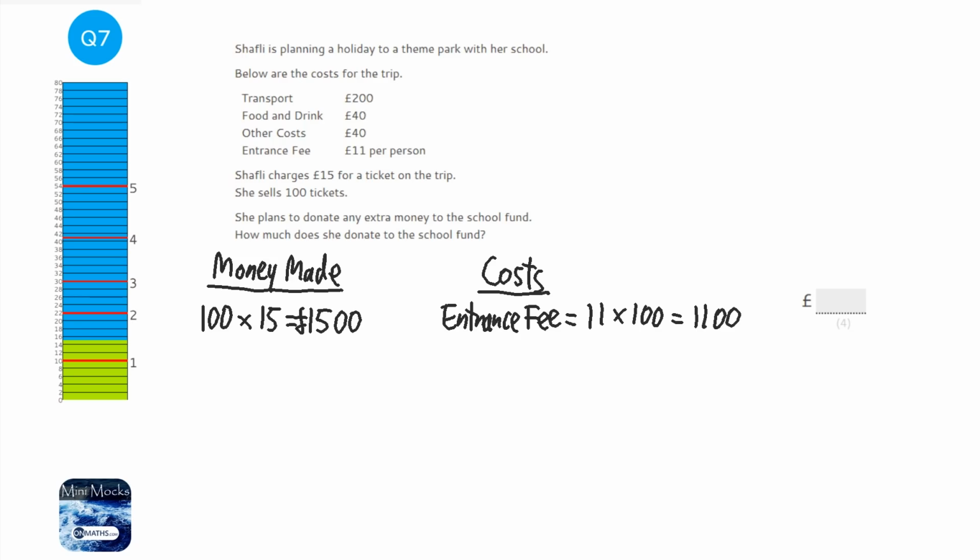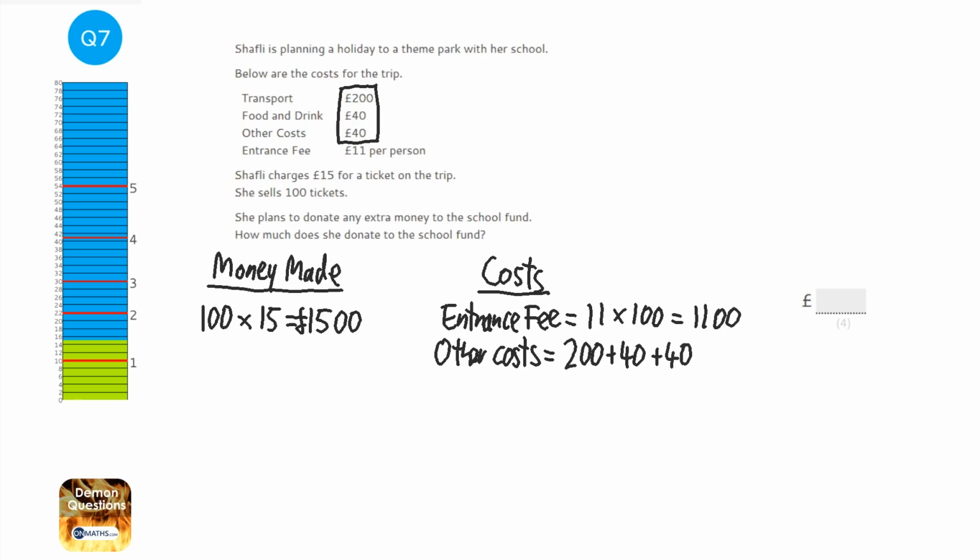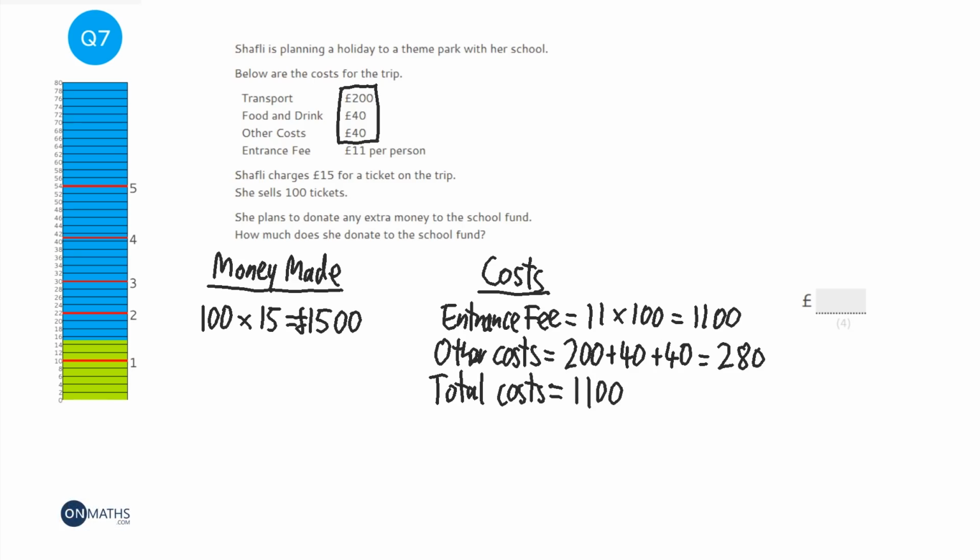All the other costs are just one-off costs. So that's the total cost. Those aren't per person. So other costs are going to be 200 plus 40 plus 40, which is going to equal 280. So we're going to work out the total costs by doing 1,100 plus 280.